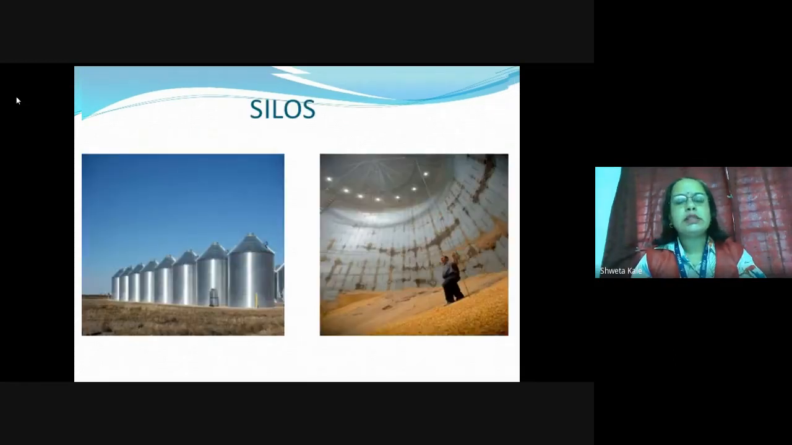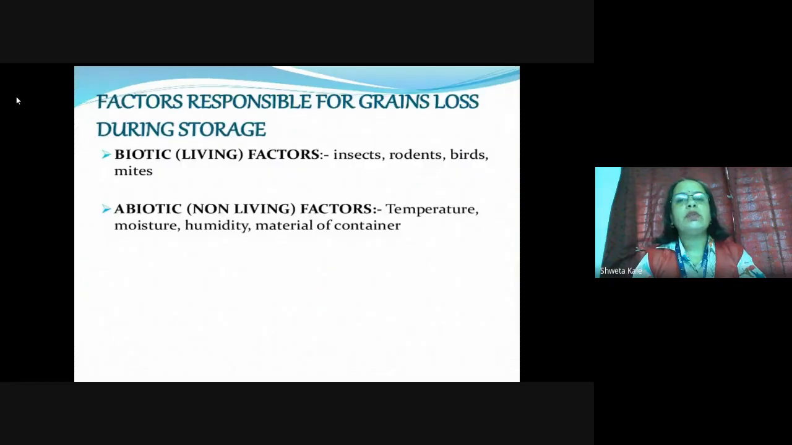Next one. This is the picture of a silo where large scale storage of grains is done. Next one. What are the factors responsible for the grain loss during storage? If we are not storing the grains properly, then it may lead to damage. So what are the different factors which practically help in the loss of the grain?